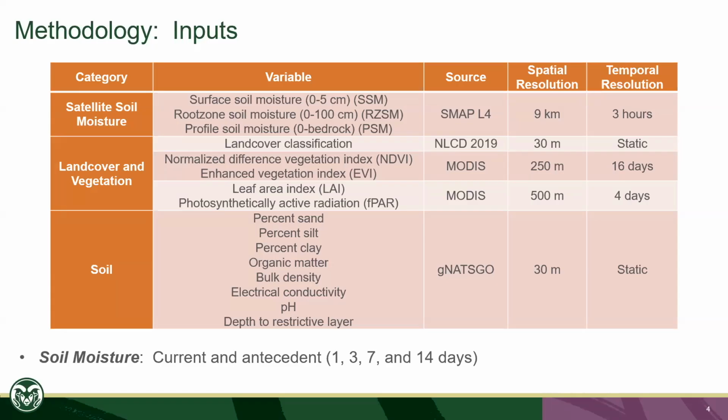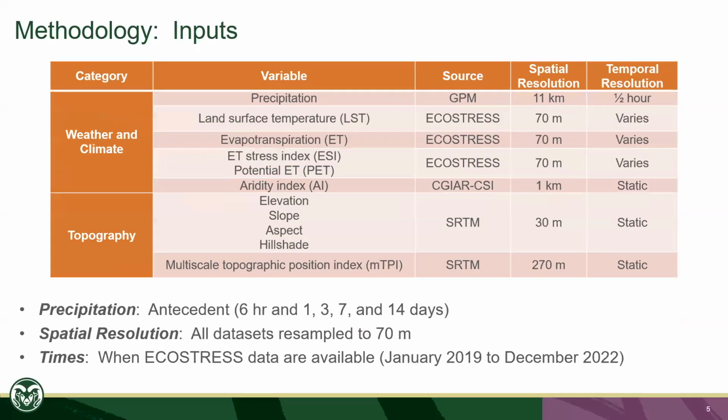We also include a land cover classification from the National Land Cover Data Set. We include vegetation indices from MODIS, NDVI, Enhanced Vegetation Index, LAI, and FPAR. And then we use a variety of soil characteristics that are obtained from the gNATSGO data set. And for each of those soil characteristics, except for depth to restrictive layer, we consider from 0 to each of the depths that we're trying to predict.